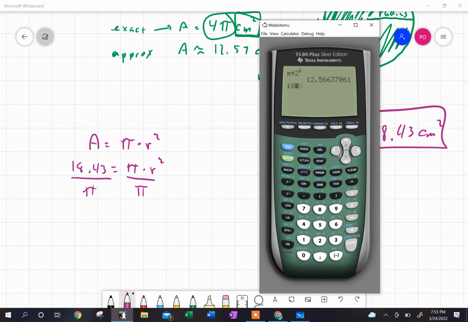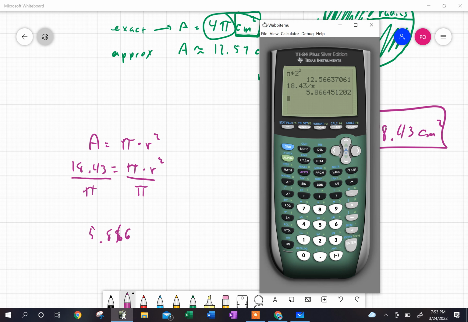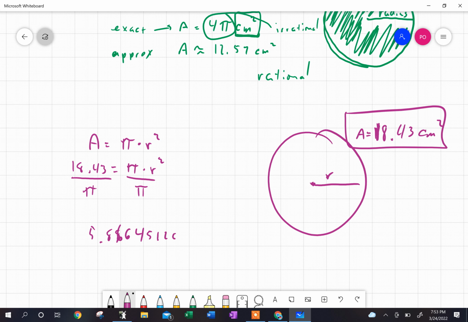And when I do that, I get 18.43 divided by pi, and that gives me 5.8664512, equals r squared. And you might be saying, whoa, Mr. Moore, what on earth is going on with that big number? And I'm going to say, don't even worry about it, because here's the nice thing about it.